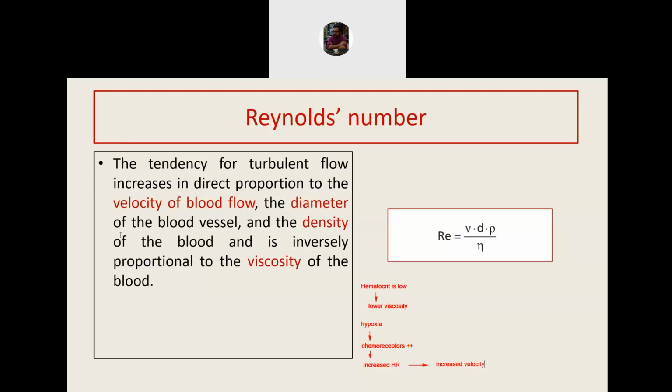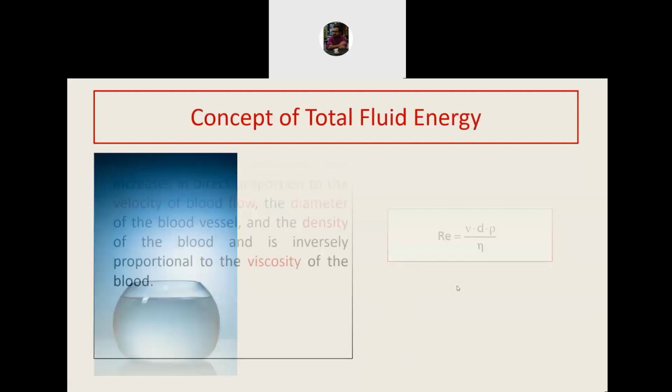So there are many such examples where you can see that when the Reynolds number crosses 2000, sound production starts, and such sounds in the heart are called murmur, and in the peripheral vessels are known as bruit. I think this concept is clear to everyone.